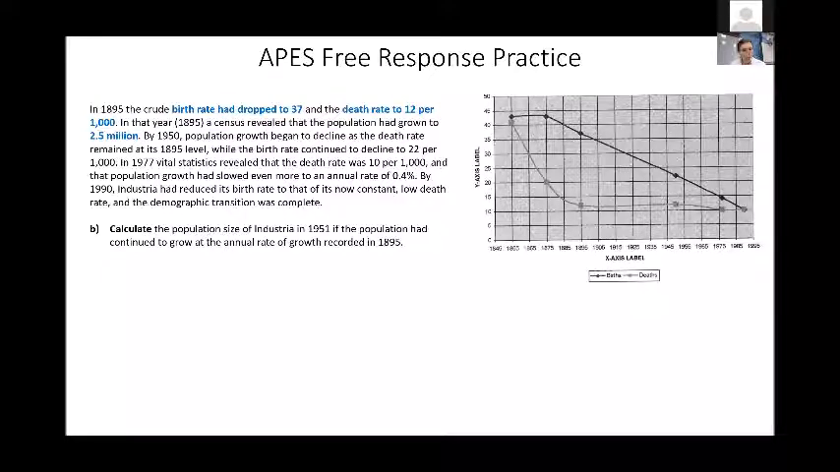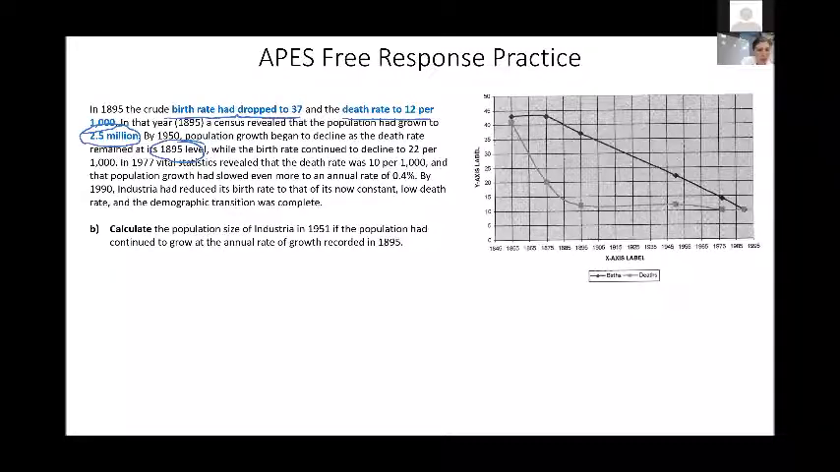Calculate the population size of Industria in 1951 if the population had continued to grow at the annual rate of growth recorded in 1895. So again, looking back in that paragraph, I know that in 1895, the crude birth rate dropped to 37 and the death rate dropped to 12 in 1,000. And in 1950, the population had remained at its 1895 level, which was 2.5 million. So I think I've got all of the information that I need to calculate population size. This one's a little bit more complicated though.